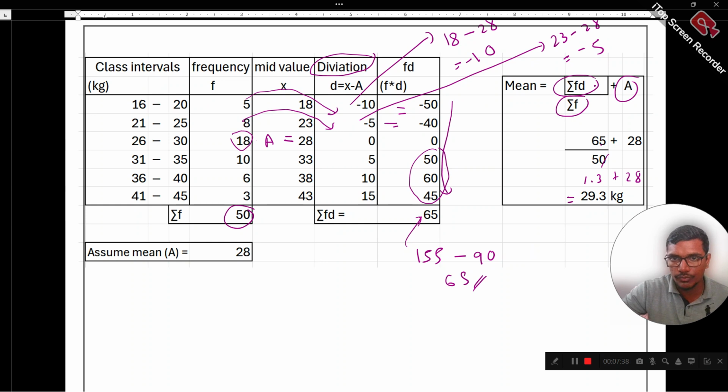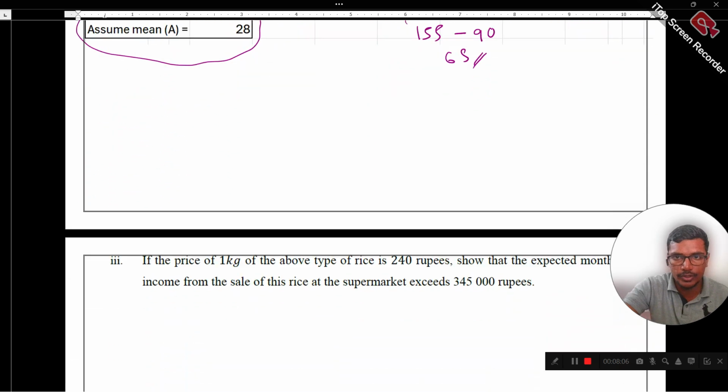You can use any of the methods if they didn't mention. Sometimes they will mention to use the assumed mean method. If they mention to use this one, you want to take the assumed mean of the modal class. If they mention to take the assumed mean as the mid value of the modal class, you should take that. If they mention anything else, to take the mid value of a specific class interval, you should take that. I think it's clear. We'll go to the next question.